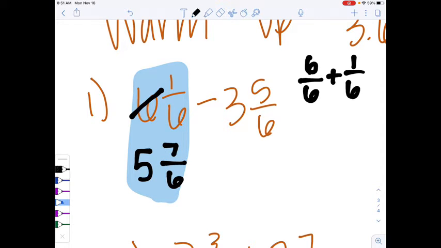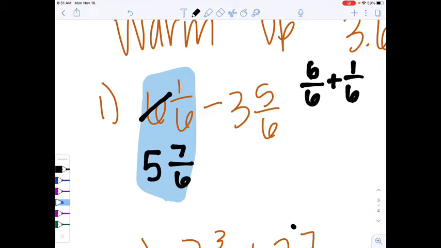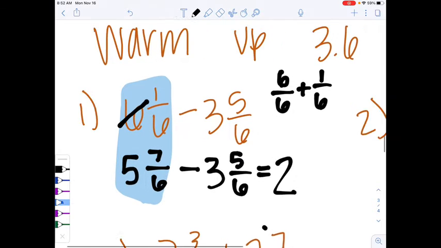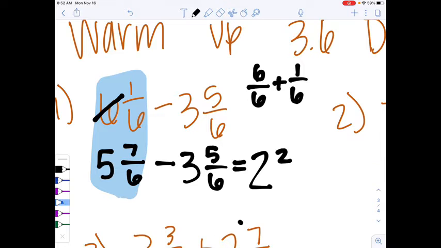I just rearranged it a little bit because then when I subtract 3 and 5/6, it makes my life a lot easier. 5 minus 3 is 2. 7/6 minus 5/6 leaves me with 2/6, which simplifies to 2 and 1/3.